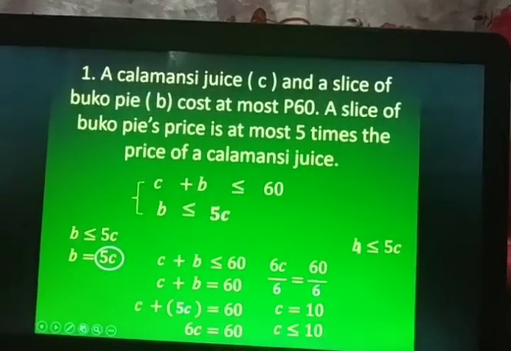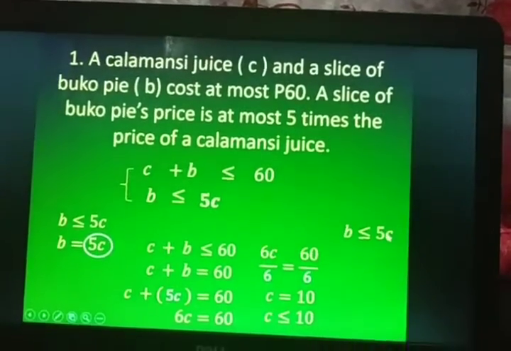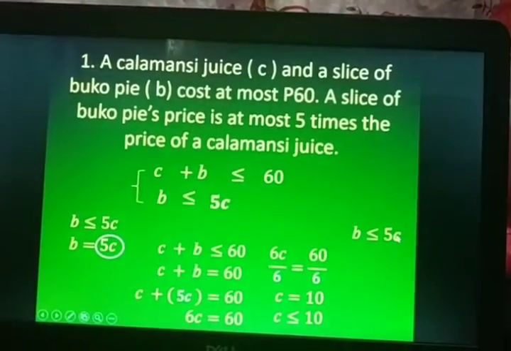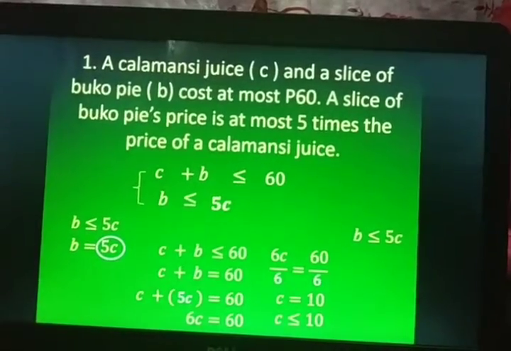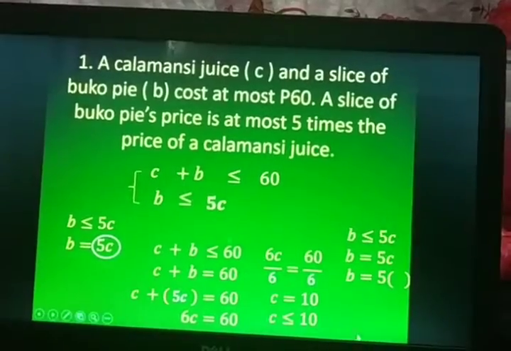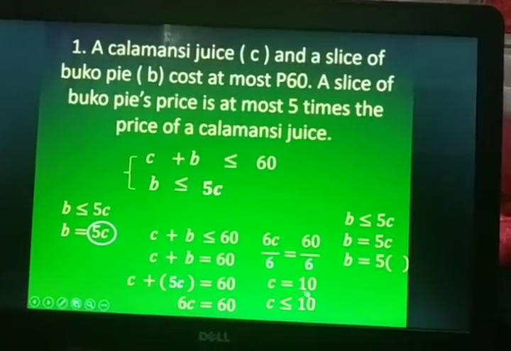Okay? So, again, let's go back to the original equation. B is less than or equal to 5C. Let's now find the price of buko pie. It's at most. Okay. B, change first to an equal sign, so you can substitute. C is 10.